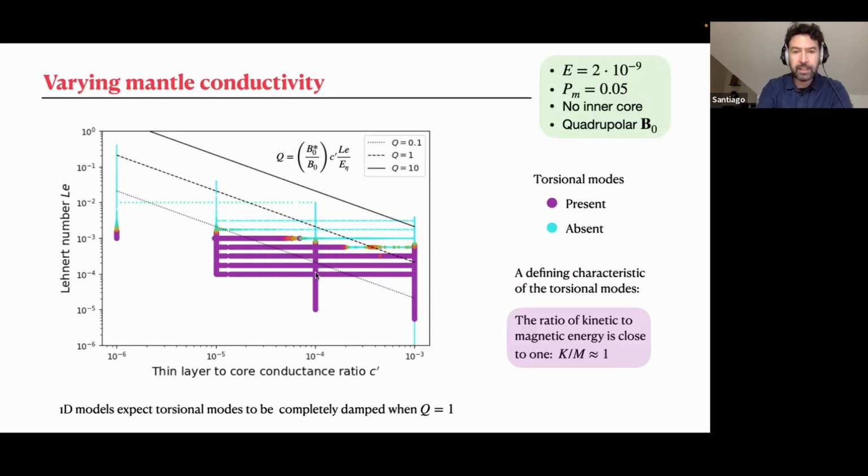So color represents the presence of torsional oscillations, for a different number of runs that we made with the code. And what you see is that the agreement is only kind of marginal, because there are situations in which Q is even 1 or larger, and we still have torsional oscillations that are not fully damped. So the agreement is marginal at best.